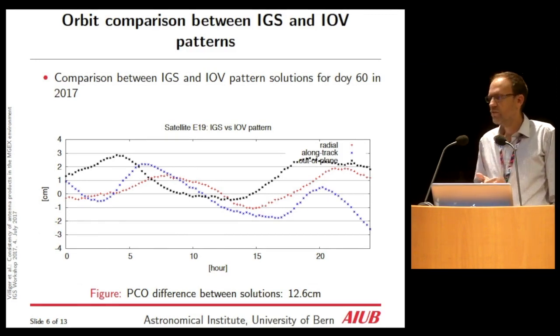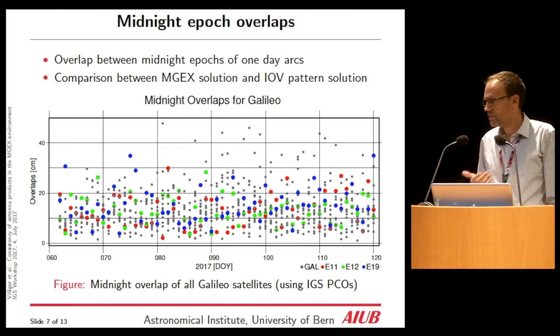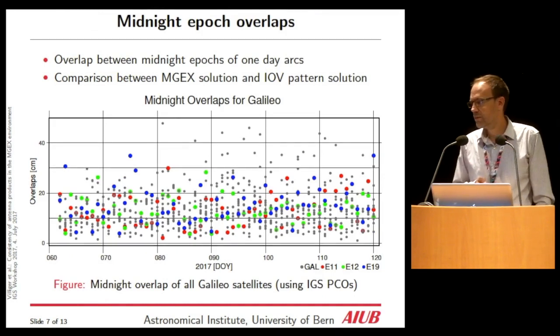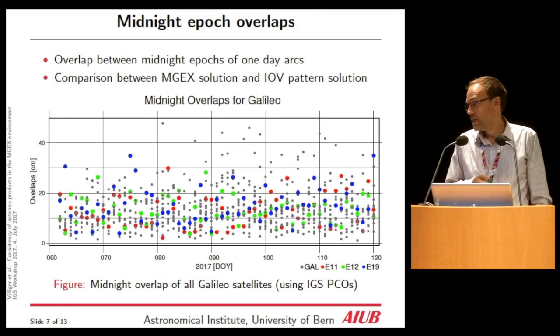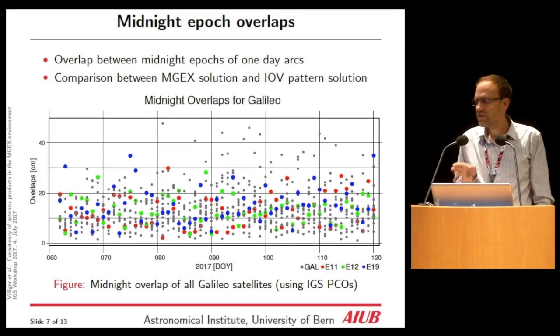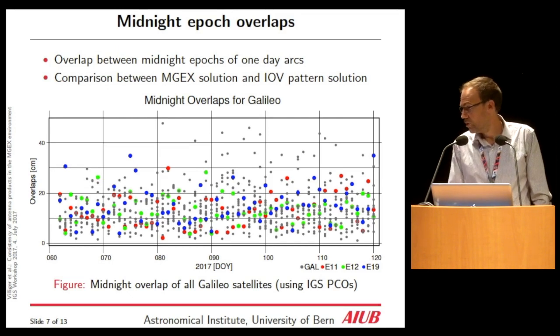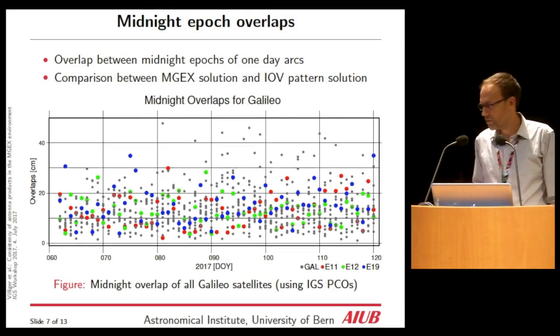So to try a bit more to see what is actually the behavior of these different orbits, I produced the midnight epoch overlaps for the 60 days. Basically, I took the midnight epoch between 2 days, between 1 day orbits, and I compared what is the difference at the day midnight boundary, so from day 60 and then the morning of day 61. We see here on this plot quite a lot of dots.